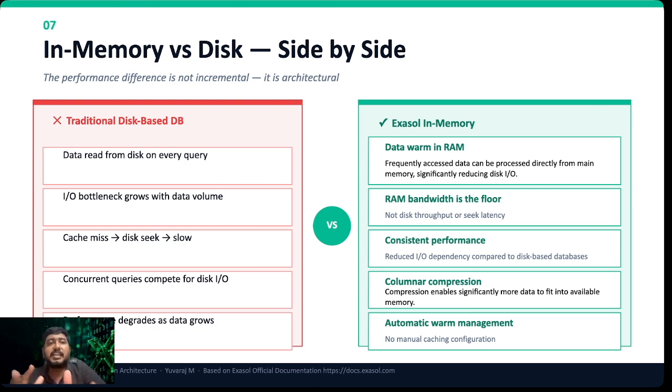So, let's discuss in-memory versus disk side by side. The difference between these two approaches is architectural rather than incremental. In a traditional disk-oriented system, repeated storage access can become the primary bottleneck. In Exasol, frequently accessed data can be processed directly from the main memory, significantly reducing dependence on disk during analytical execution. Combined with custom columnar compression and distributed processing, this architecture enables fast and efficient execution across large data sets used in analytical workloads. It's multiple architectural decisions working together which make Exasol a better performing analytical engine.